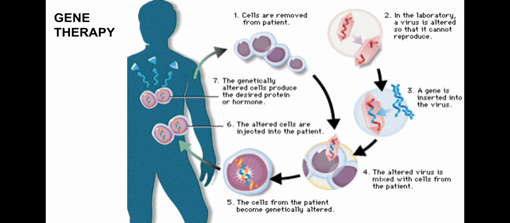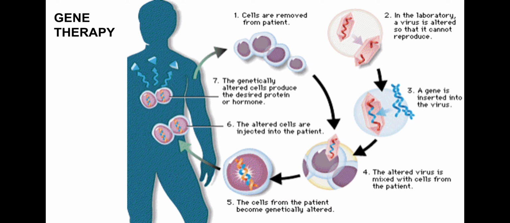Now this retrovirus is inserted with our therapeutic gene, which is lacking in the person who is suffering from this disease. This retrovirus, now containing the gene, is inserted into the T lymphocytes. These T lymphocytes from the patient now become genetically altered. These altered cells are injected back into the patient, and these genetically altered cells can now produce the desired enzyme.